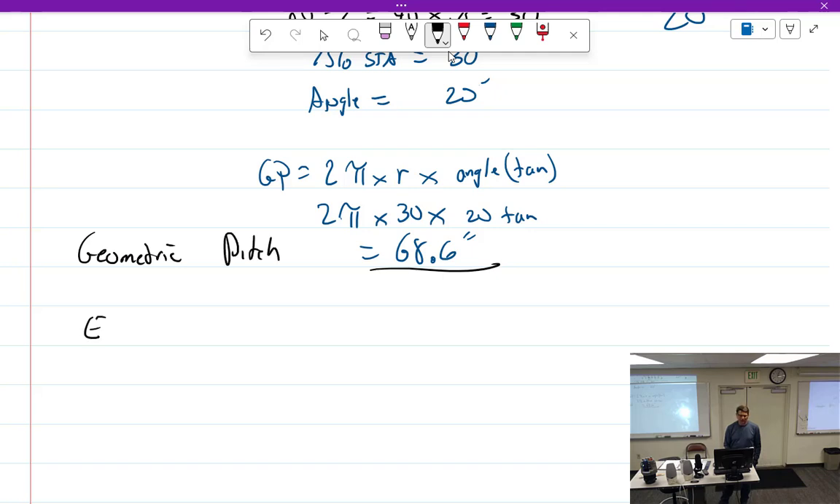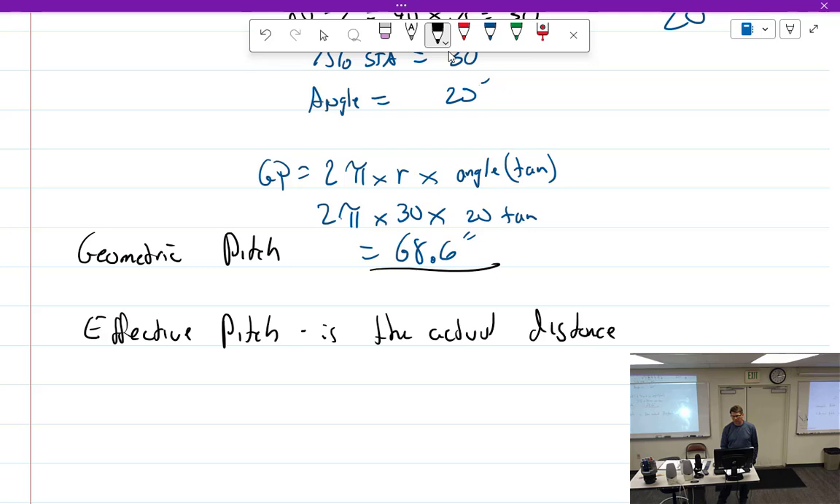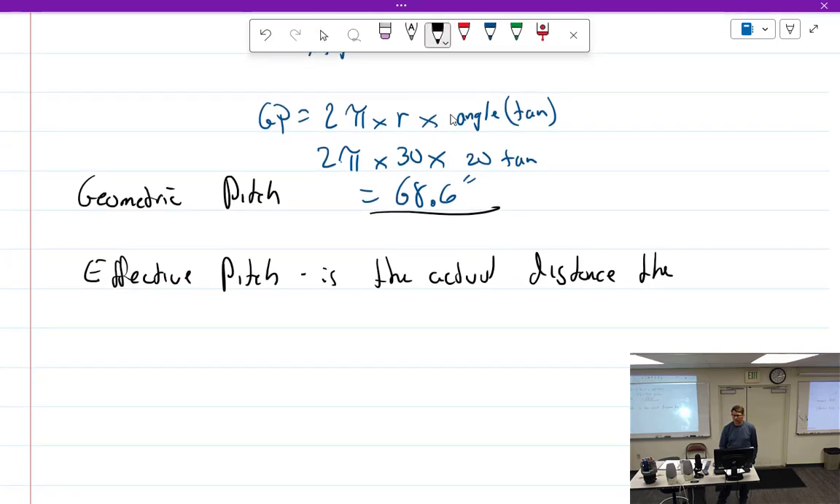But now we have the effective pitch, which is how far it actually goes. It's the actual. So if you made a propeller that was maybe just out of some plywood, and didn't have a nice leading edge, it had a flat back and a flat face because you used plywood. You didn't curve the front.